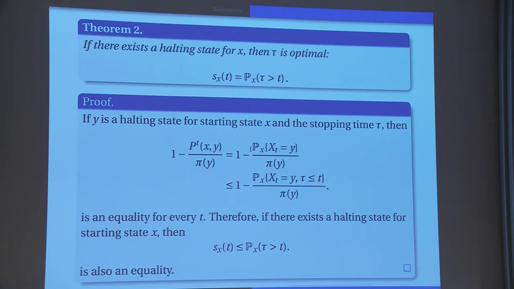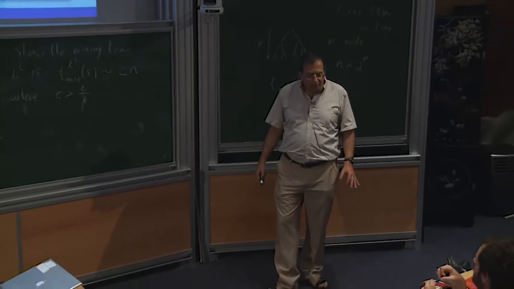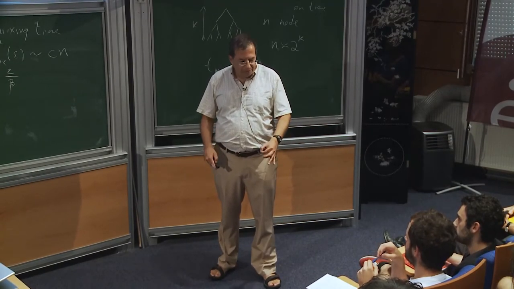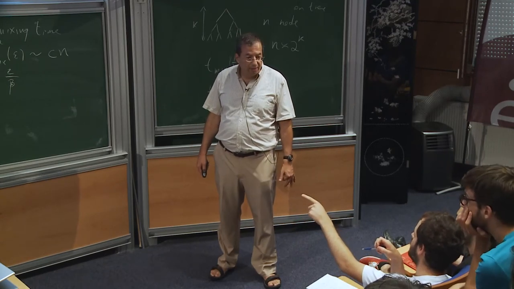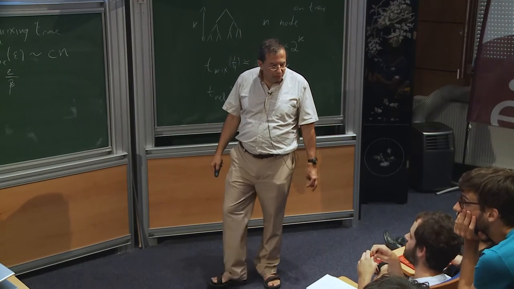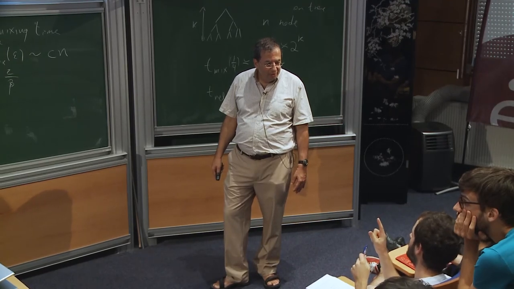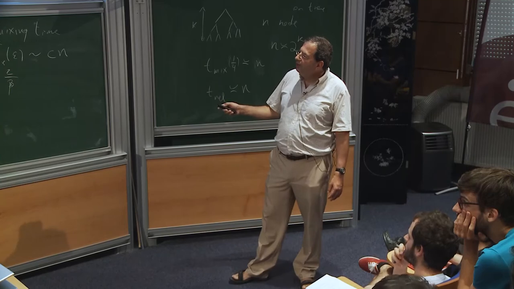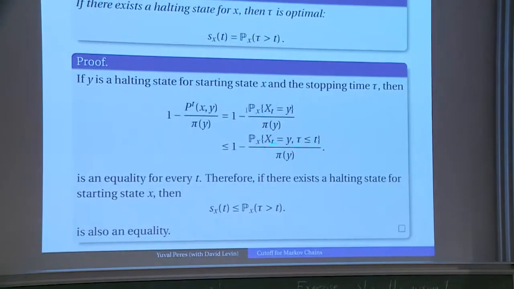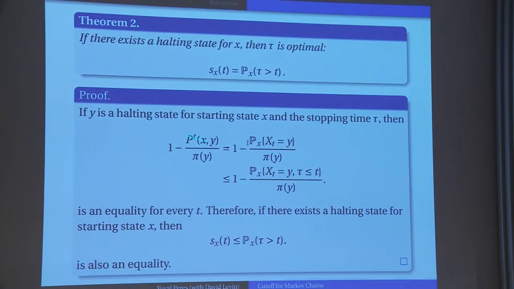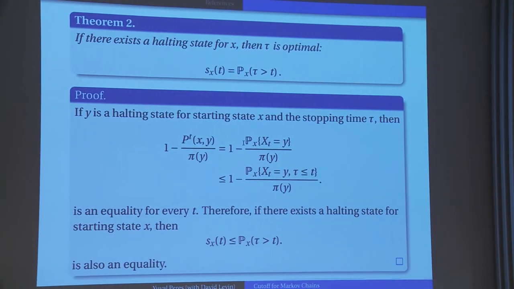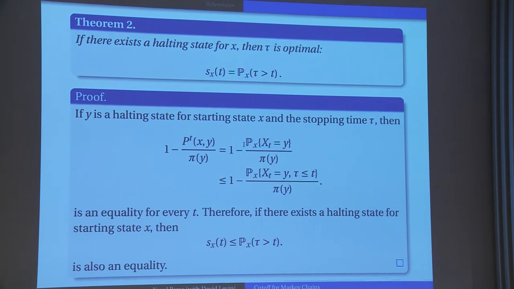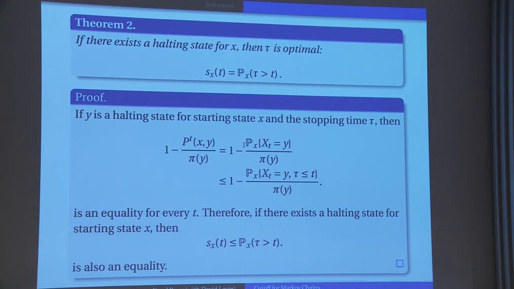Sorry, can I ask? Yes. Don't you take the maximum over the left-hand side? Yes, but first we can look at optimality with respect to a fixed starting state, and that's what I'm talking about here. S_x is the maximum over y. Okay, so surely if inequality holds and not equality for one y, then won't you get inequality on the maximum? The point is this: the right-hand side here is P(tau > t). So for every y, this quantity is at most P(tau > t). If y is a halting state, you have an equality for that y. But it then means that this y is realizing this maximum, because it's bigger than the value for every other y.